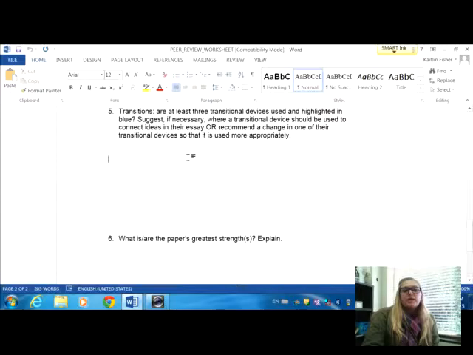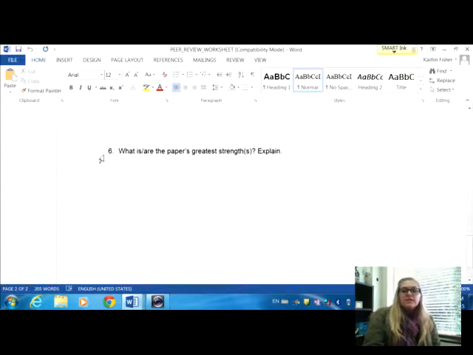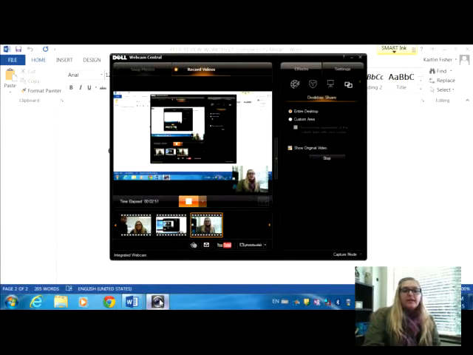Some people have been highlighting words like and, but, or, yet. Those are not the transitional devices that I'm looking for. I am looking for phrases: in the beginning, on the one hand, in conclusion. Another example is things like that. So make sure that you're helping people with these transitions, okay? Because they might have been confused. And then number 6, what are the paper's greatest strengths? And explain, okay?